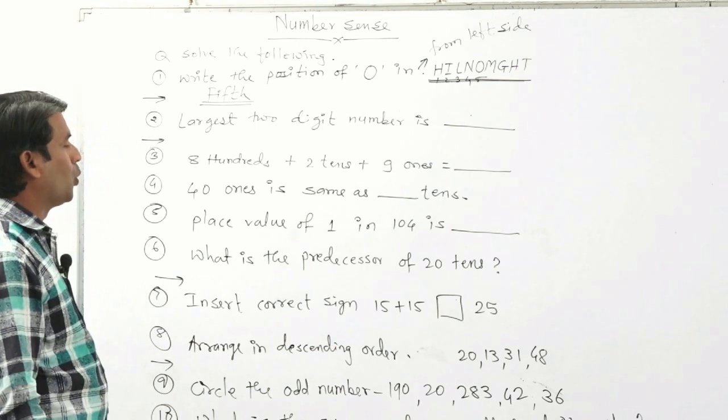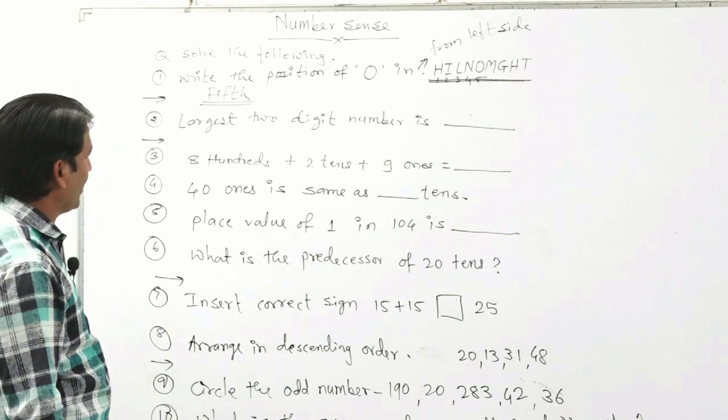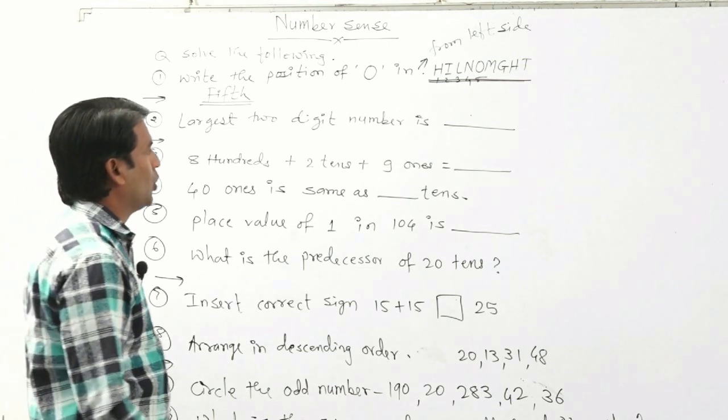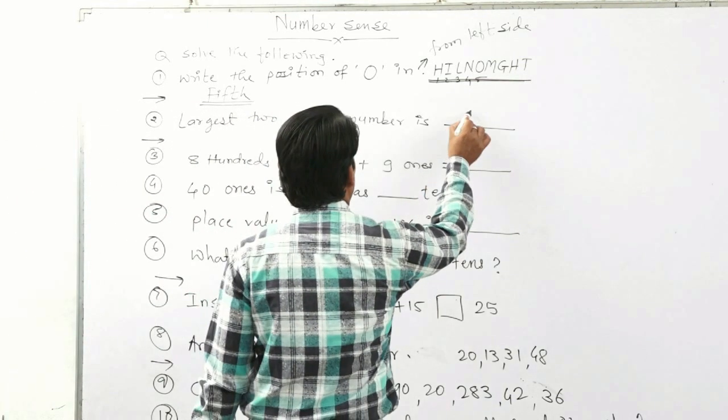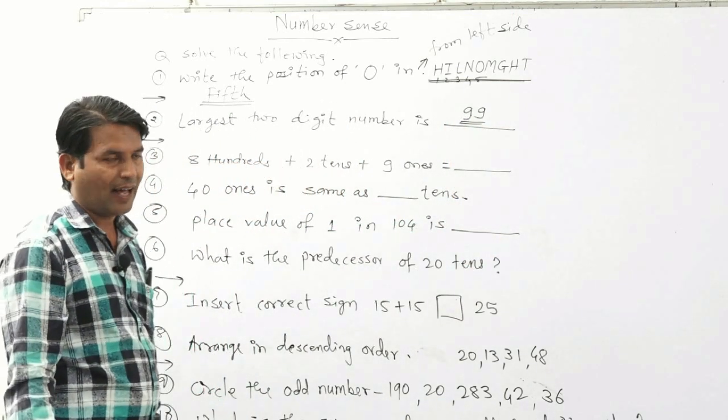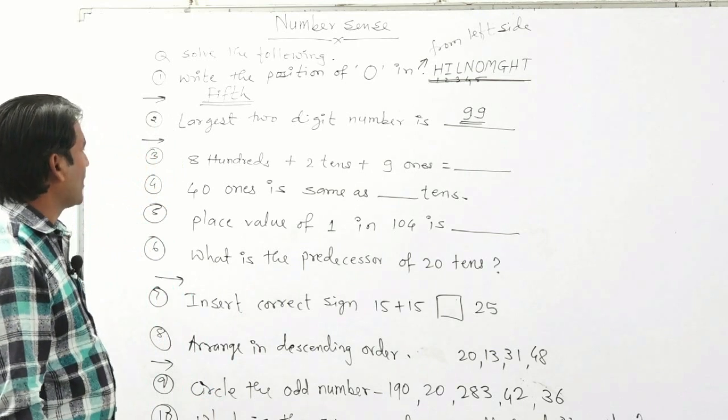Largest two-digit number is what? What is the largest two-digit number? So, as we know, the largest two-digit number is what? 99. Okay. Question number three.